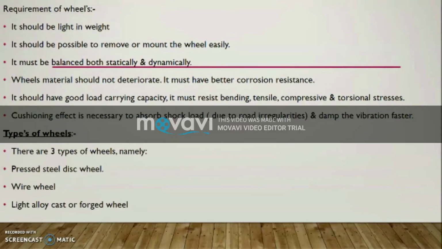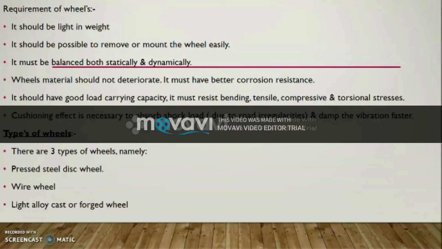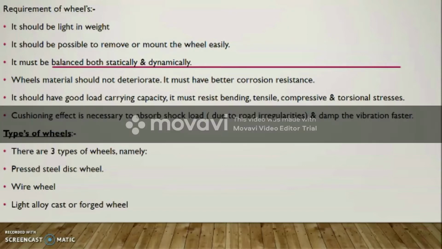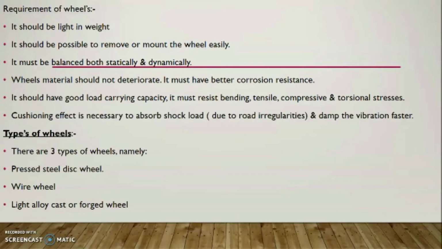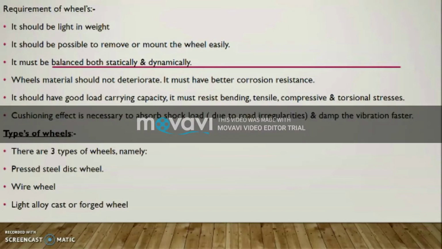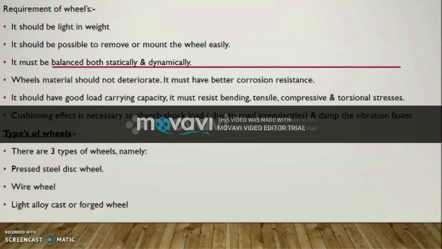Requirements of a wheel: it should be light in weight, it should be possible to remove or mount the wheel easily, and it must be balanced both statically and dynamically. Wheel material should not deteriorate, it must have better corrosion resistance, and it should have good load carrying capacity, which means it must resist bending, tensile, compressive and torsional stresses.